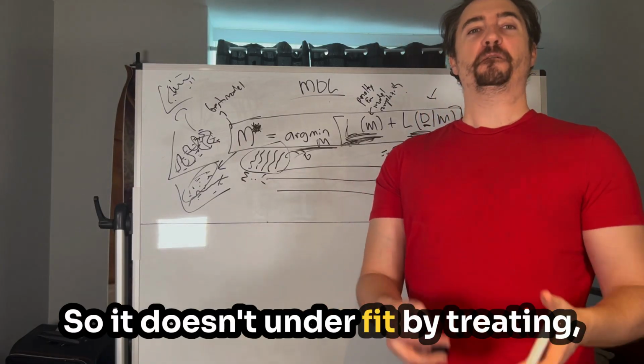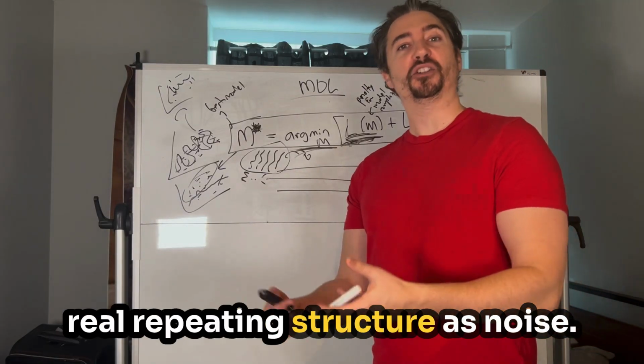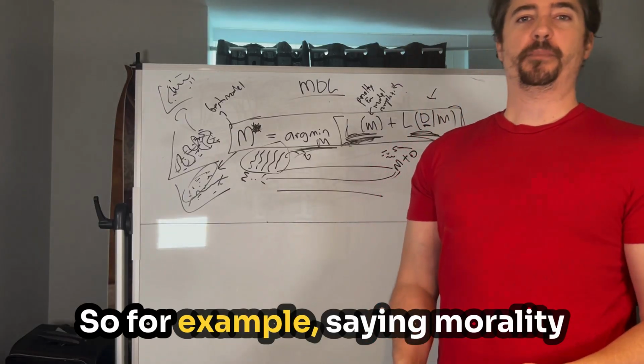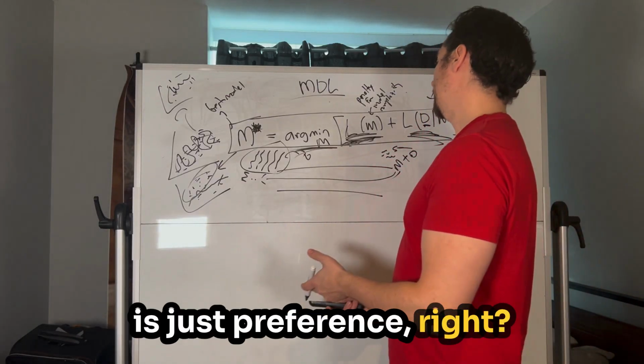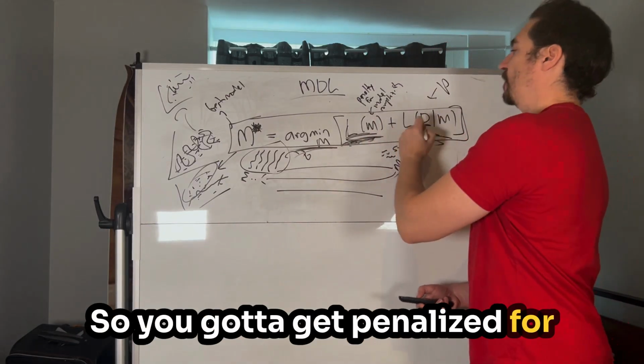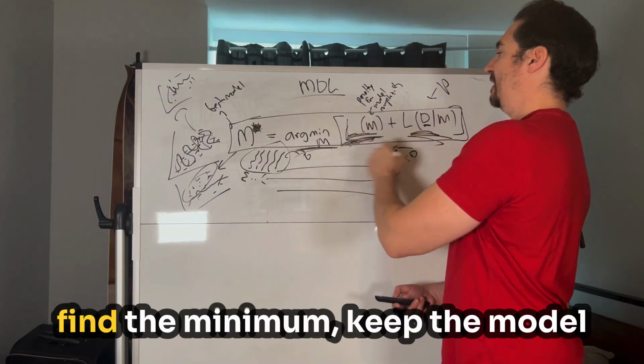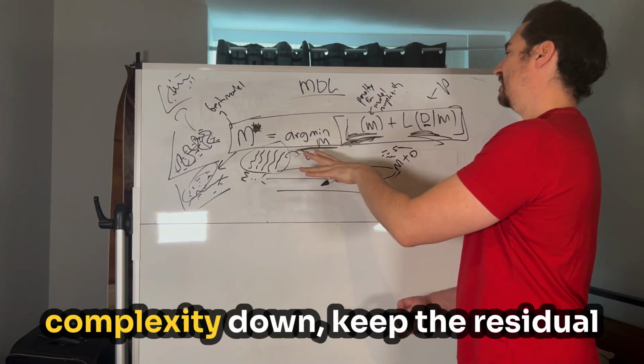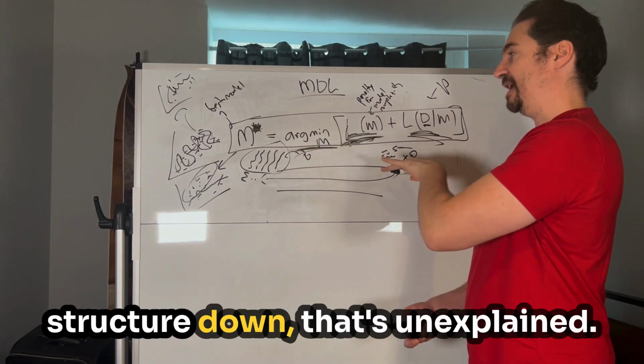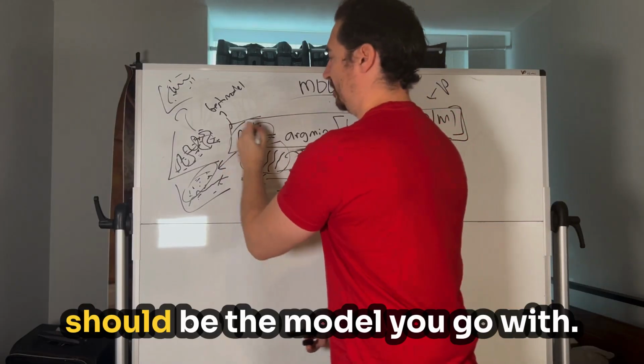Right? So it doesn't underfit by treating real repeating structure as noise. For example, saying morality is just preference, right? So you've got to get penalized for both of those, and you're trying to find the minimum: keep the model complexity down, keep the residual structure down that's unexplained. If you can do that, then that should be the model you go with.